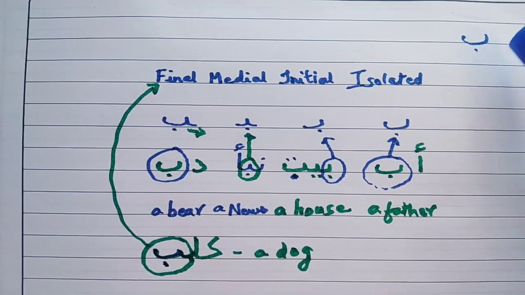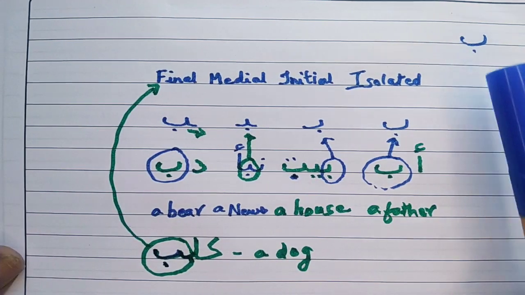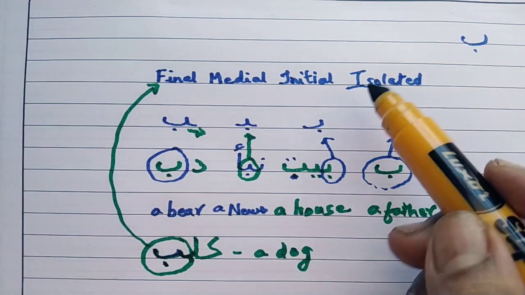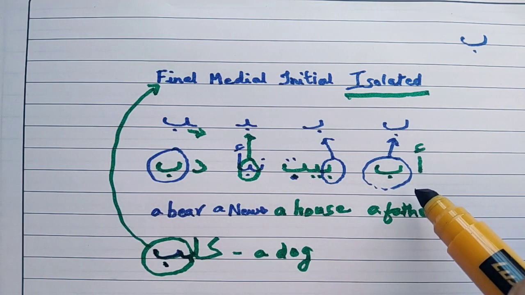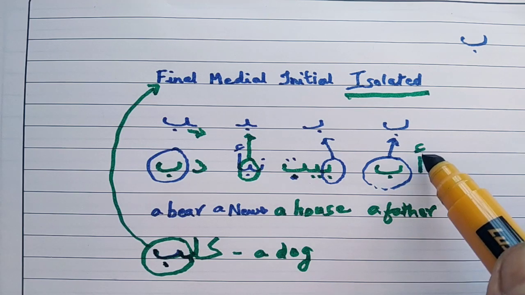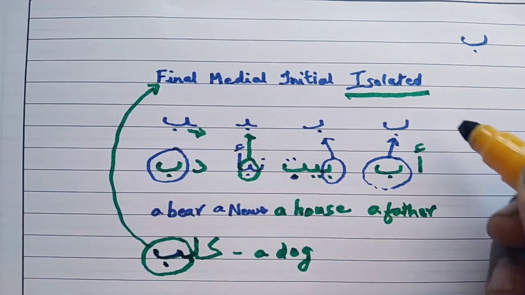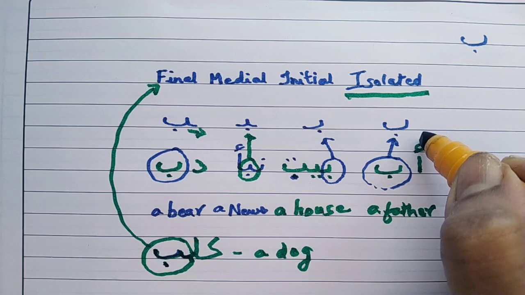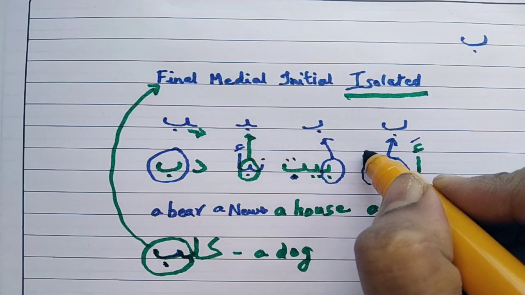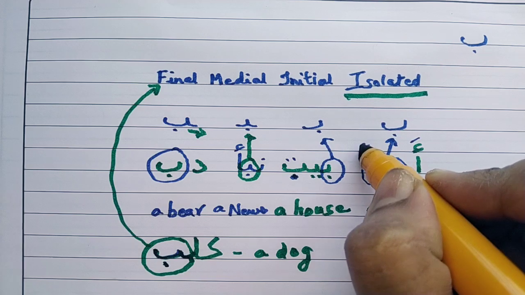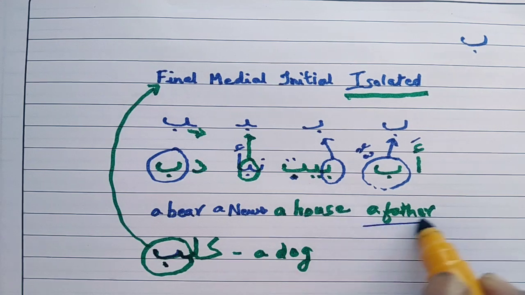I took up the second letter of the Arabic alphabet, that is ba. This is in isolated form. I took a word or a noun, abun. I'll show you with the vowel signs. It's fatha, and here it's shadda, and here dhamma tanwin. So it's abun, a father.